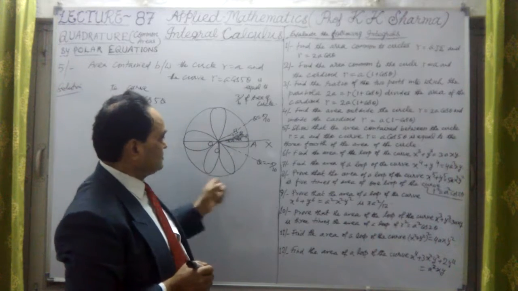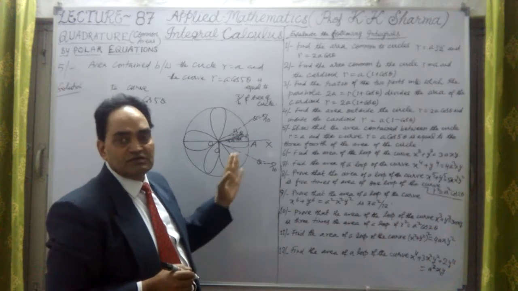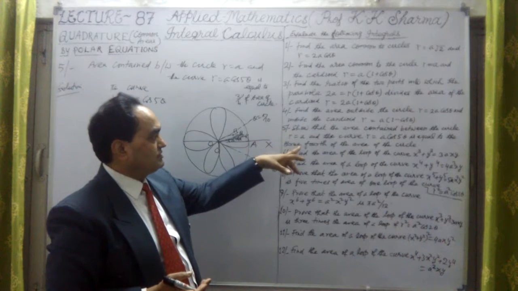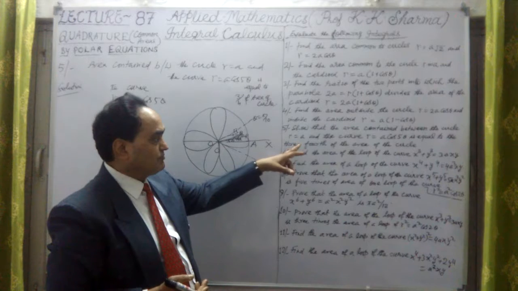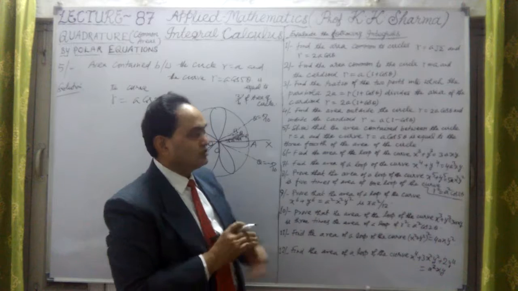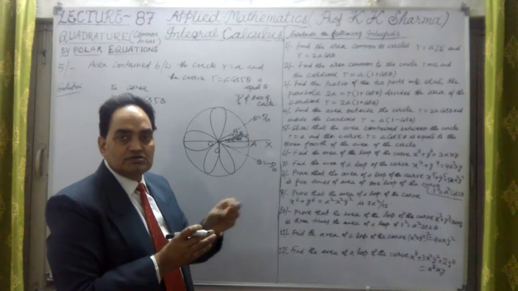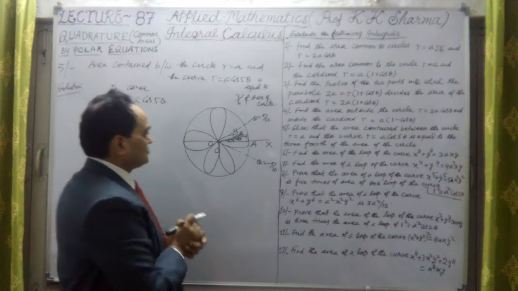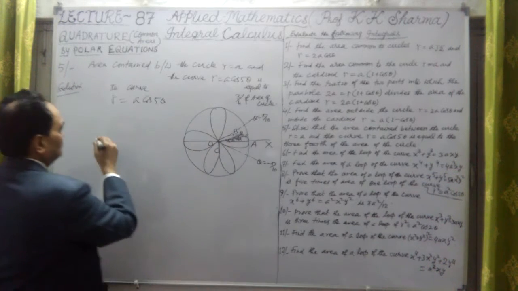Then the area of the circle is pi a square. Pi a square minus the area of these 5 loops will be the difference between these two, that is, the area contained between the circle r equal to a and the curve, which is equal to 3/4 of the area of the circle. So let me find out the area of one of the loops, then the total of 5 loops.